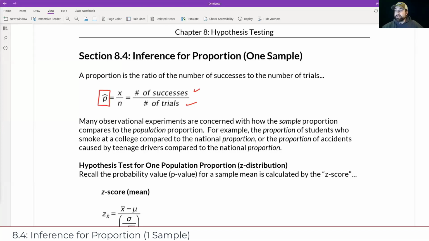In the previous sections, this was the mean, right? The mean was the value that we were looking for, and that was the value that we were comparing, the important statistic in the sample set. In 8.4, it's no longer the mean, it's the proportion. That's what we're looking for. And so this is how you calculate the proportion.